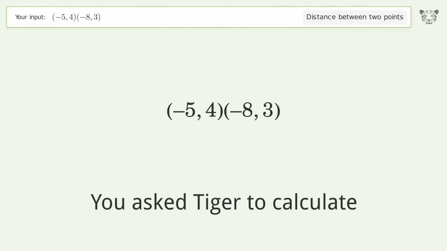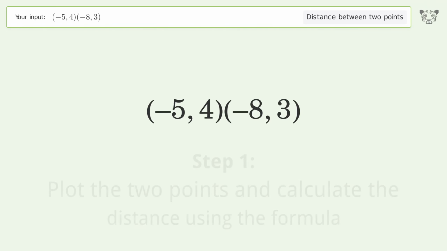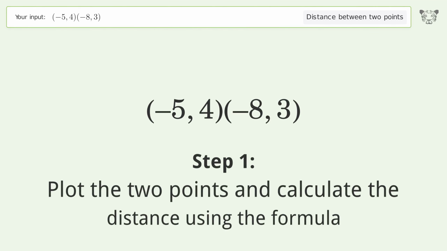You ask Tiger to calculate. This deals with the distance between 2 points. The distance between the 2 points is the square root of 10, or 3.162. Let's solve it step by step. Plot the 2 points and calculate the distance using the formula.